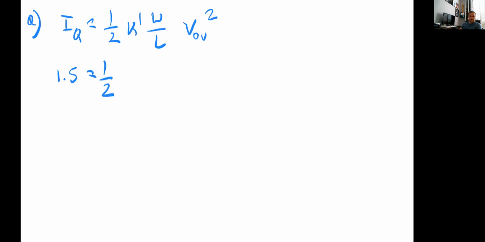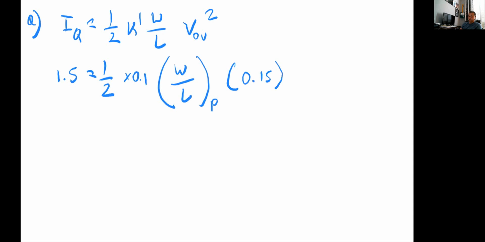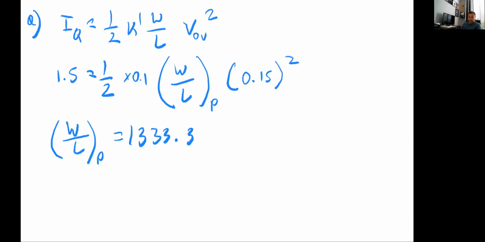So here we can formulate this equation, and K prime for the PMOS is 0.1. So here we have the width to length ratio for the PMOS. And we're also told that the overdrive voltage is 0.15 volts. So here we have this equation, so straightforward. And we can see that the width to length ratio of the PMOS comes out to be this figure, okay?